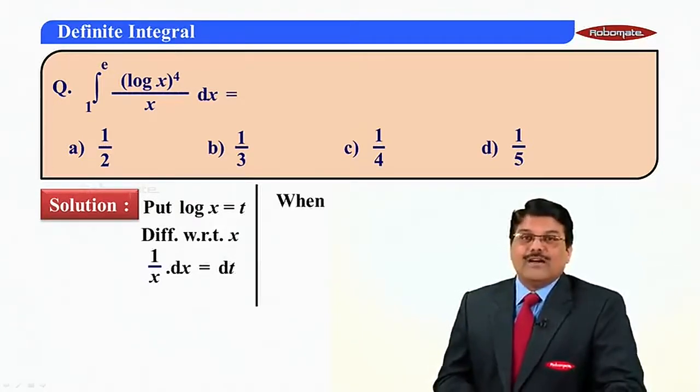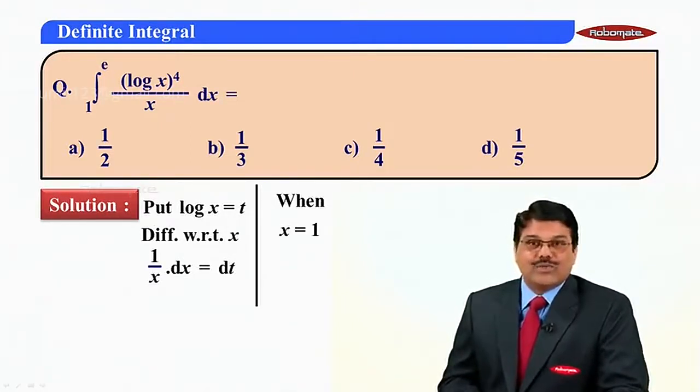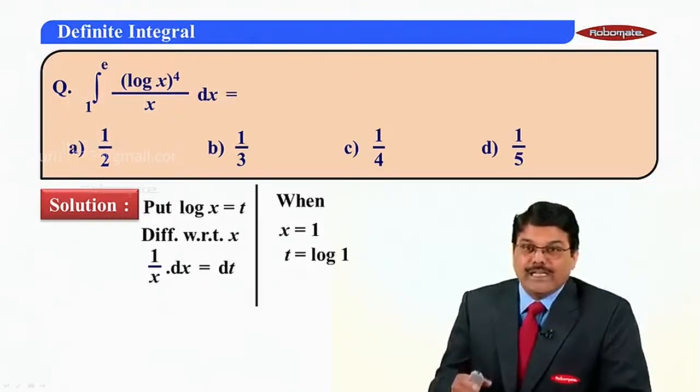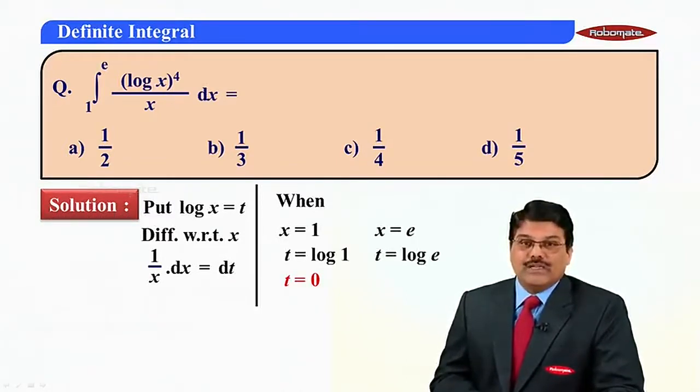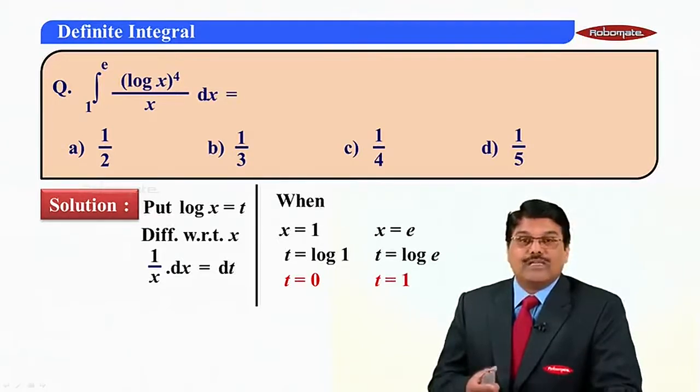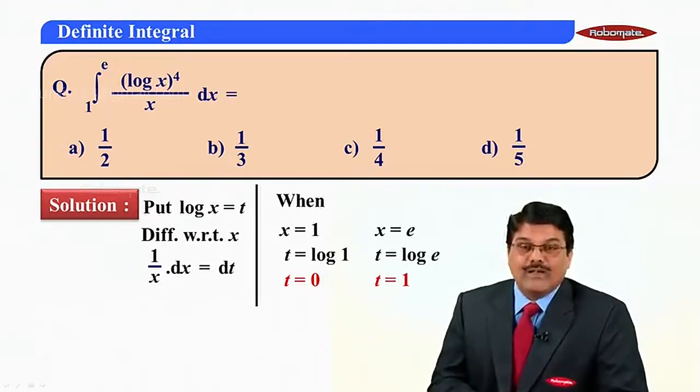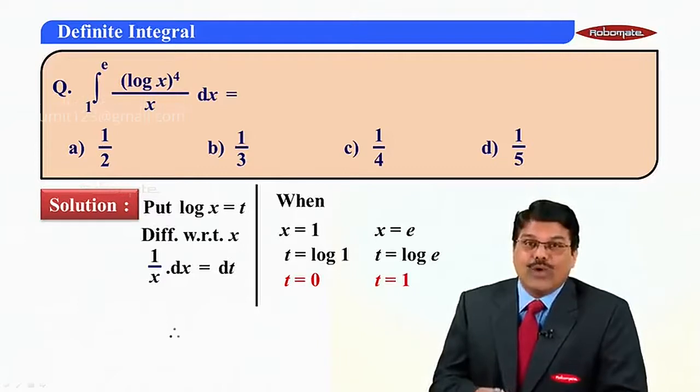Now, let us change the limits. So when x is equal to 1, that is the lower limit, t is equal to log 1, that is 0. When x is equal to e, t is equal to log e, the value of log e is 1. So t is equal to 1. So now the limit changes from 0 to 1.